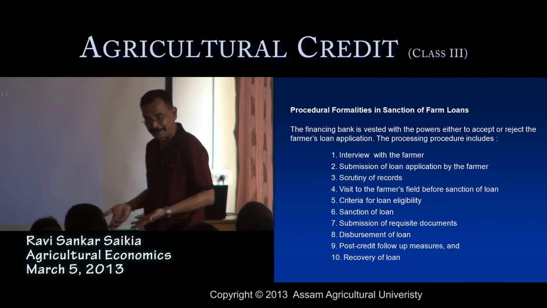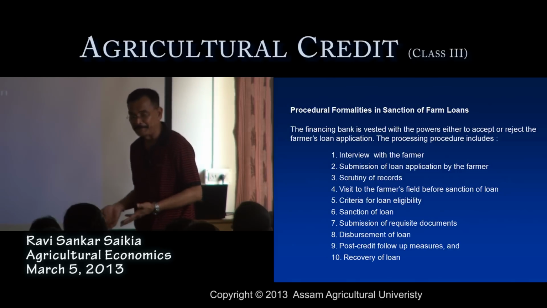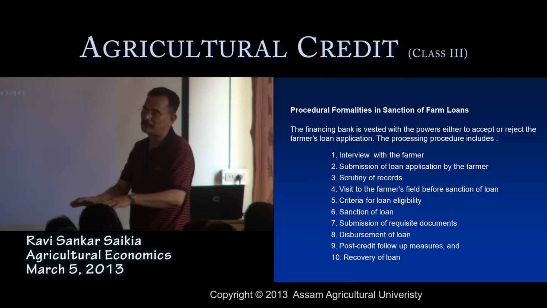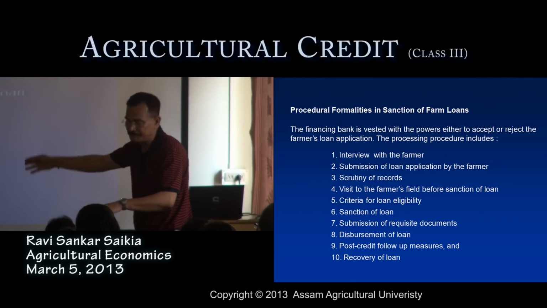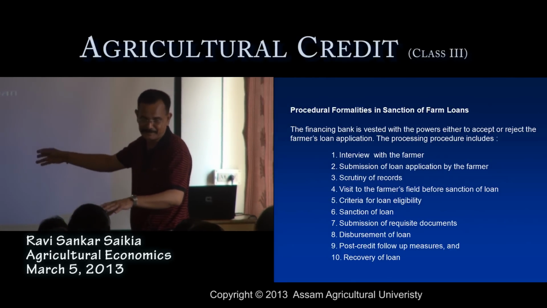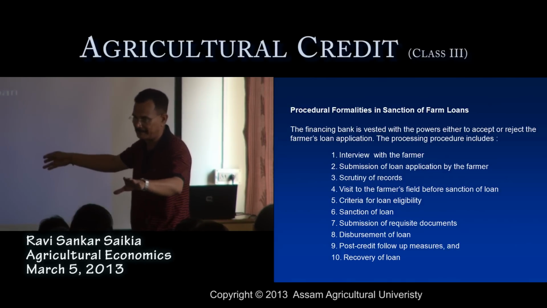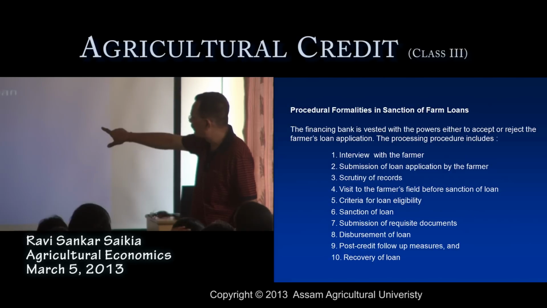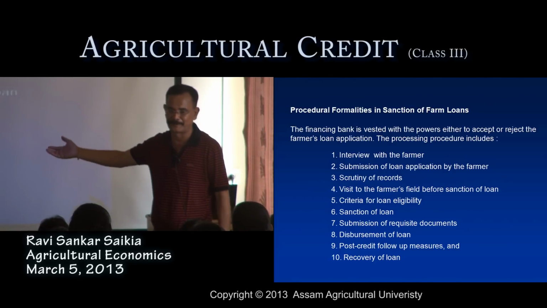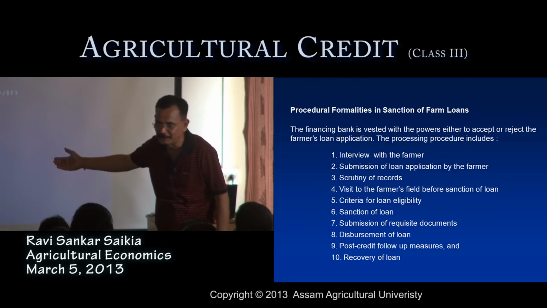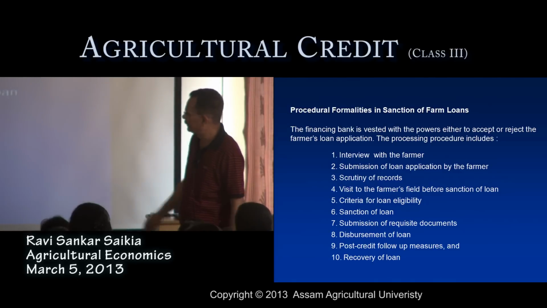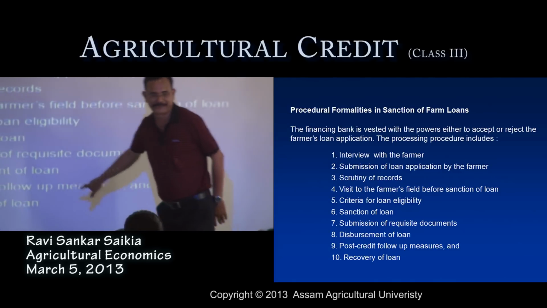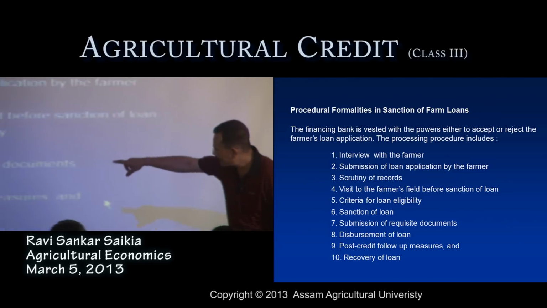After getting the sanction paper from the bank, the farmers come to deposit all the required documents to the bank. This is the procedure followed by the banking organization. For your information, I am giving it here. Then after sanctioning the loan and submission of required documents, the bank goes for the final disbursement of the loan. Again, I am mentioning here, now there are two other points coming.